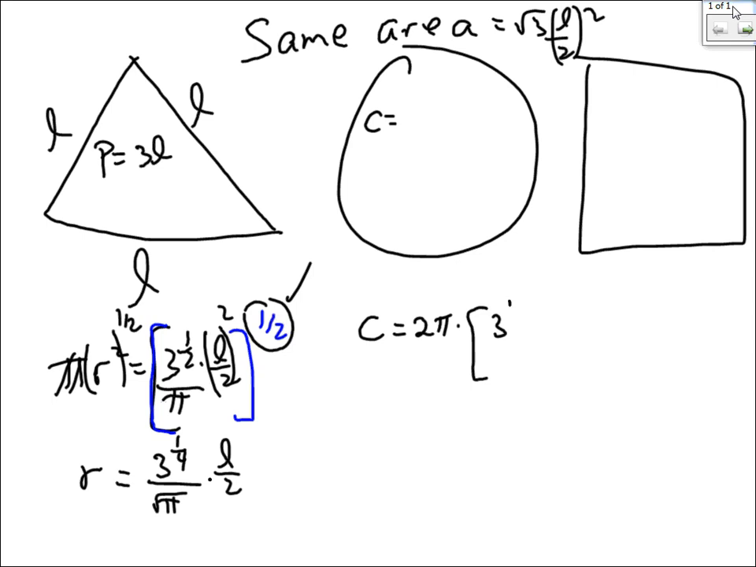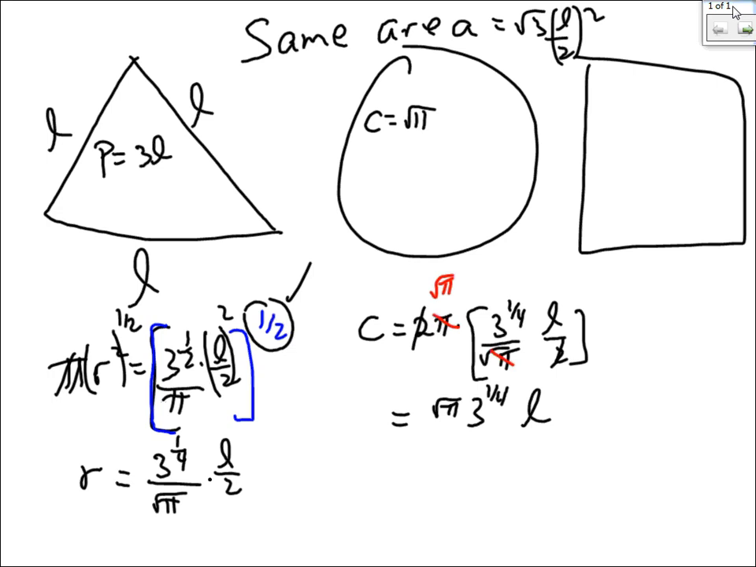Now, the circumference is 2 pi times R. But R is 3 to the 1/4 over the square root of pi times L over 2. First, the 2's cancel. And pi divided by square root of pi is square root of pi. So the circumference is the square root of pi times 3 to the 1/4 times L. Okay? It is what it is.